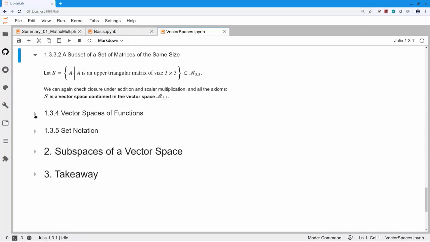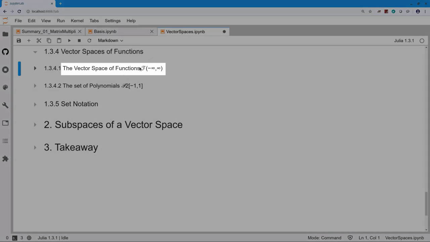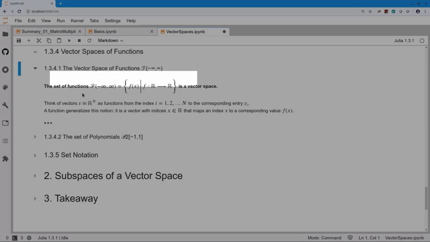For my next examples, we'll look at vector spaces of functions. After all, we started with functions in the very beginning of this lecture. So the first vector space of functions that we'll look at is all possible functions on the interval minus infinity to plus infinity, written script F with the interval to the side of it.